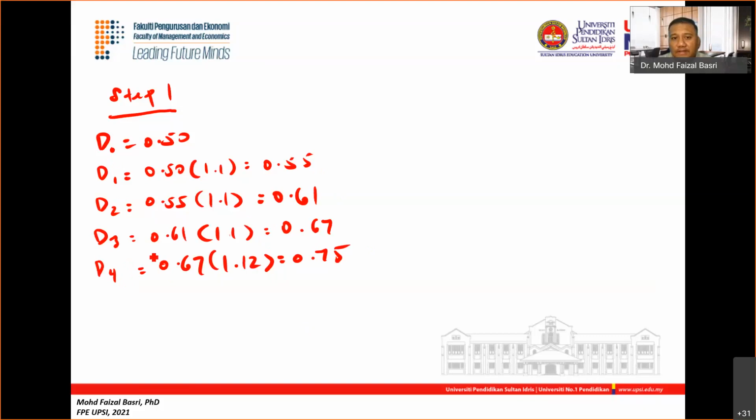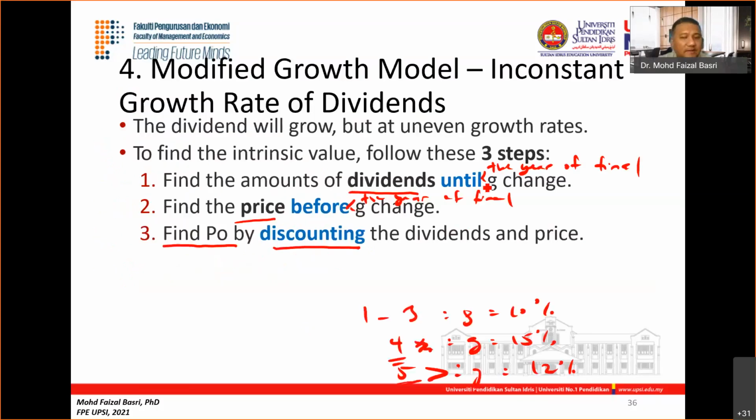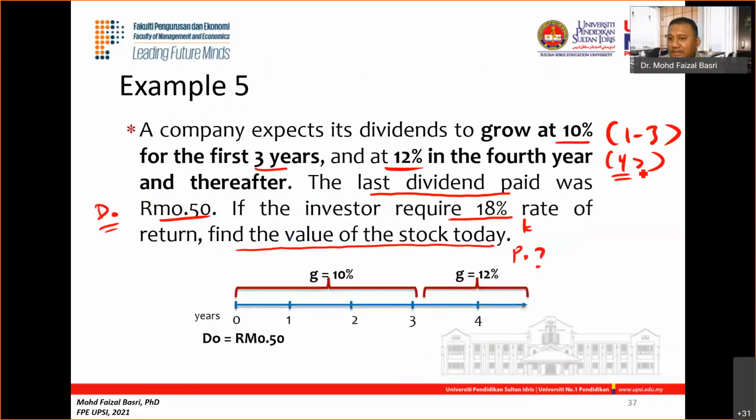Okay, so that's our first step. Find the amounts of dividends until the year of final G change. Now we're moving on to step number 2, to find the price. So the question asks us to find the price, which is the P. And the price must be before the final G change, ataupun before the year of final G. So we defined tadi our G change in year 4. So we find sampai D4.